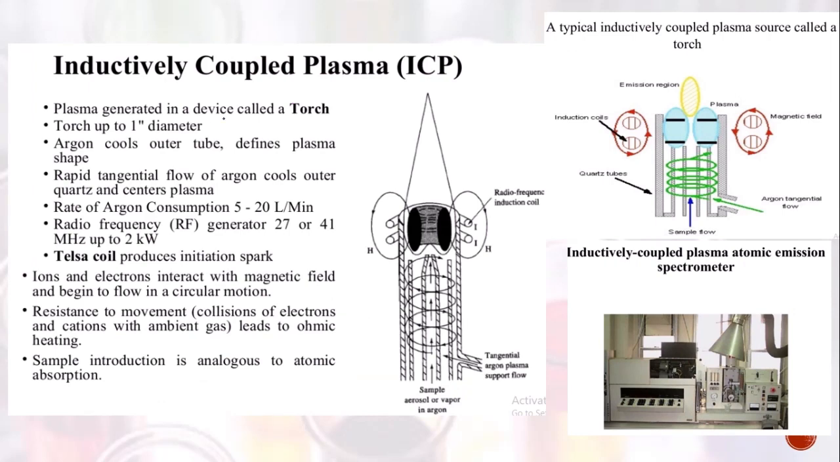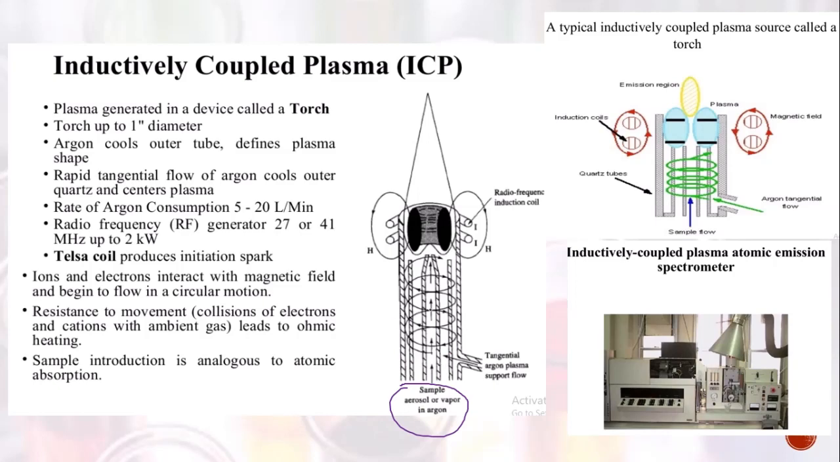So plasma is generated in a device called a torch. What happens in this one is that you pass your sample, which you can see down here, your sample aerosol or vapor in argon, in between, and then we have radio frequency induction coils surrounding it. They generate up to 2 kilowatts.